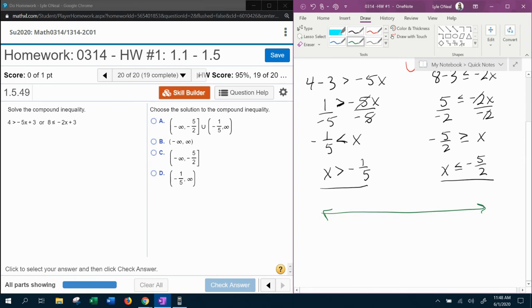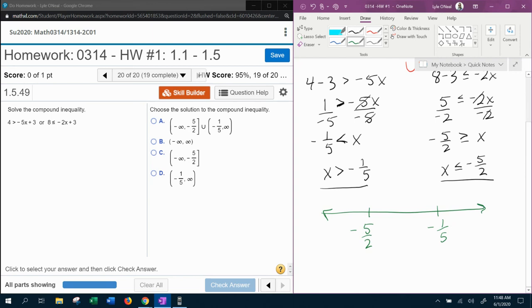My critical points have to be in the right order. Negative 5 over 2 is improper, which makes it bigger than a proper fraction. And remember, negative numbers, the bigger they are, the smaller they are. So negative 5/2 is going to be the leftmost critical point. Negative 1/5 is going to be the rightmost critical point.